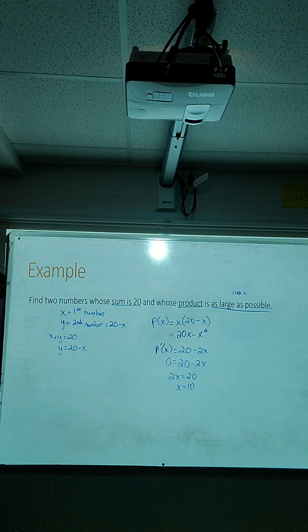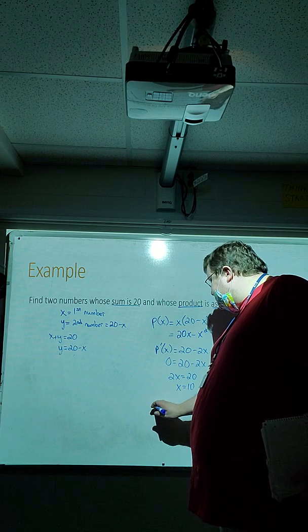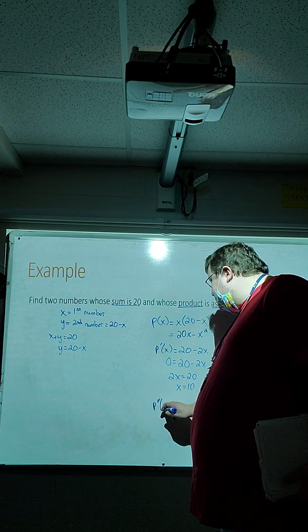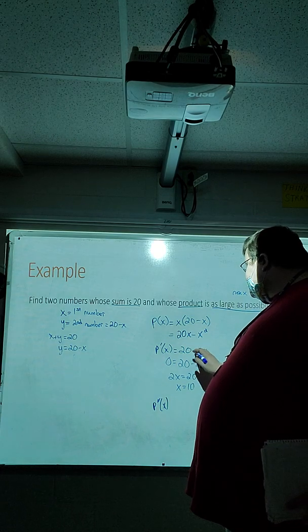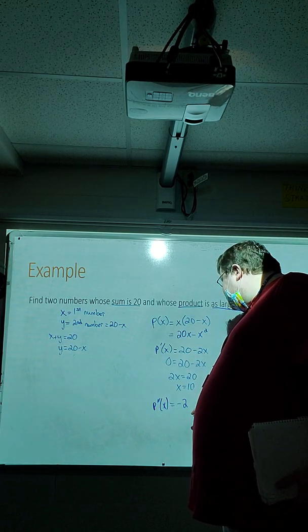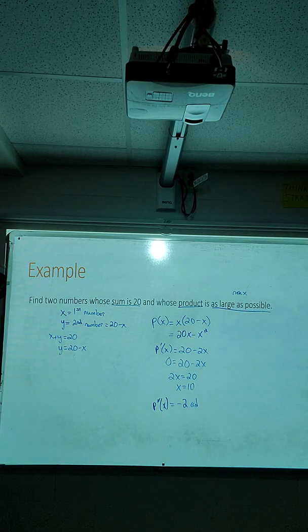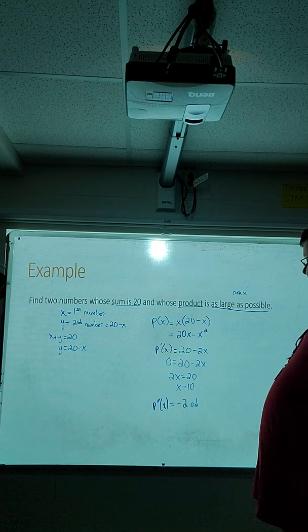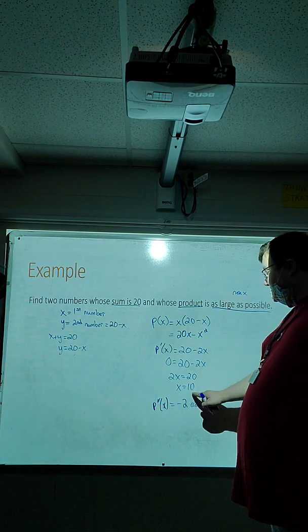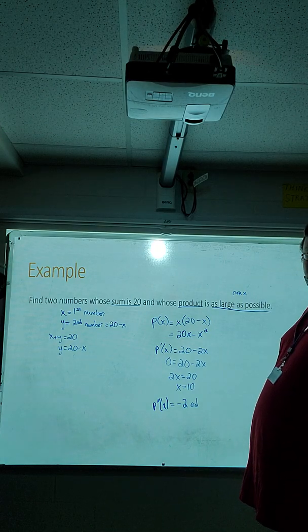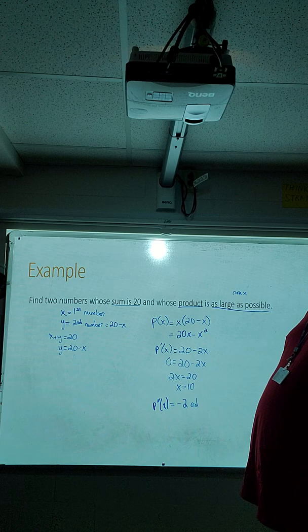Okay, so you need to perform a test to make sure that this is a maximum, to make sure we do find a maximum at 10. You can do a first derivative test or you can do a second derivative test. I'm personally a bit fond of the second derivative test. If I take the second derivative, P double prime of x, the derivative of 20 minus 2x, I get negative 2. That means it's concave down everywhere, because negative 2 is always going to be negative. So if that's concave down, then x equals 10 is a maximum, because if it's curving down, you're going to have a maximum.